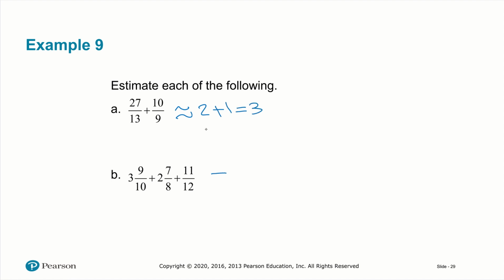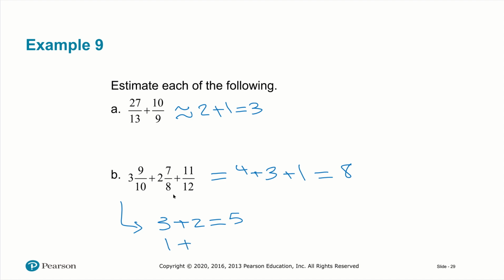For this one, now 3 and 9/10, that's quite close to 4, right? So we'll go ahead and use 4 for that. And we'll use 3 for the next and 1 for the last one. That's giving us 8. Or if we want to do it using front-end estimation, we'll go ahead and combine the 3 and the 2. That gives us 5, right? Now we'll adjust with 0, a half, and 1. So this will be 1, right?